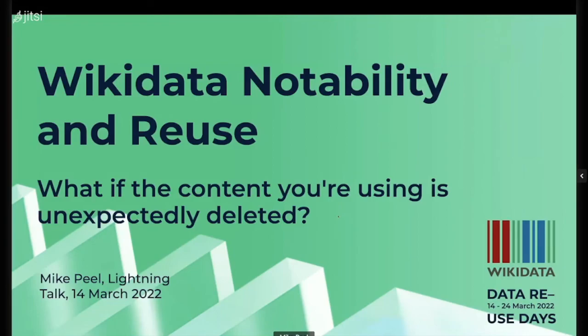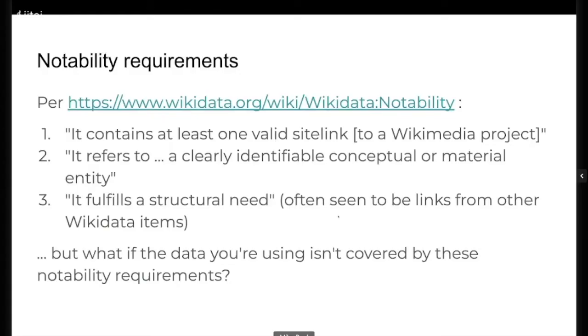So just in case anyone here isn't aware, there's the Wikidata notability rules, and there's three main parts to this. One of them is that the Wikidata item has to contain at least one valid site link to another Wikimedia project, particularly Wikipedias, but also Wikibooks and other places. Or it refers to a clearly identifiable conceptual or material entity, which can often be a person if it's a researcher or a scientific paper maybe, or it fulfills a structural need, which is often seen to be that it's required to be linked to from other Wikidata items.